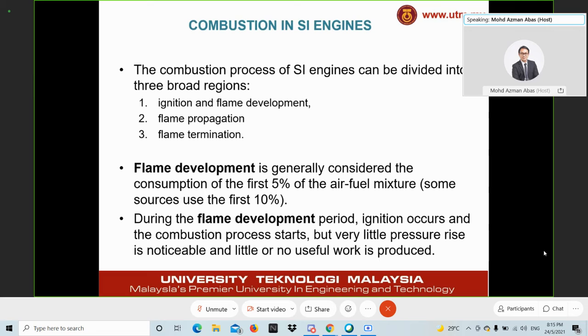So in this last phase, which is the third phase, the termination of the flame, the flame or the combustion starts to slow down. It starts to phase down.